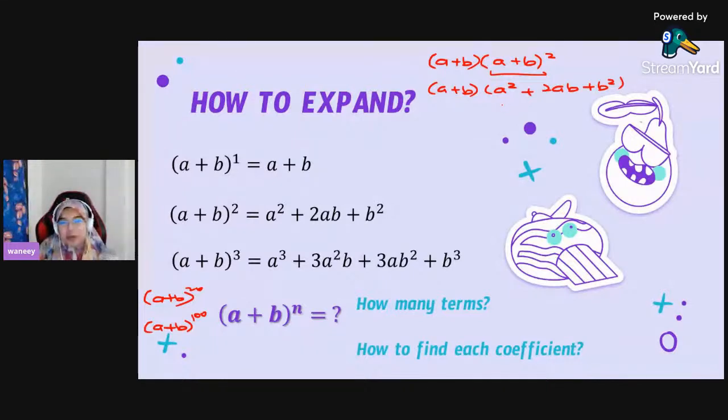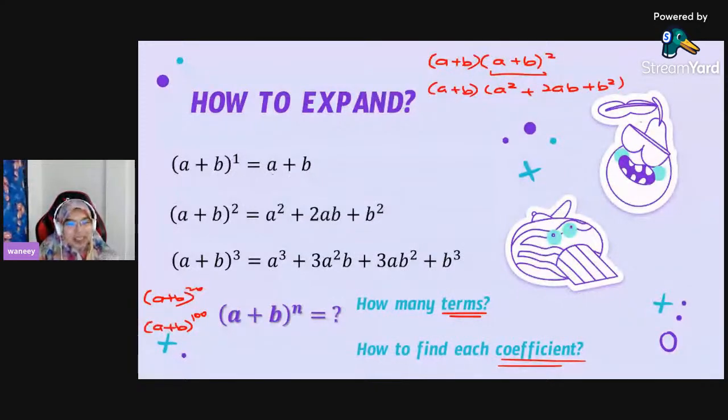So that is the reason why we have to learn binomial expansion, so that we can expand anything much more easily. Now, the two things that you need to consider when you want to expand a plus b to the power of n: firstly, you need to know how many terms there are in the expansion, and then how to find each coefficient of the expansion.